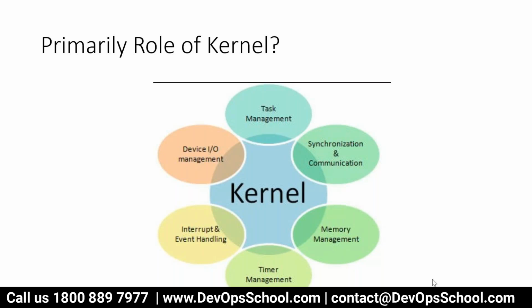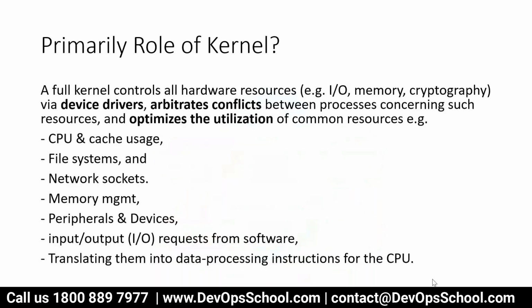So what are the primary roles of the kernel? What do they do? They manage all of your tasks, synchronization and communication, and memory management, meaning which process should have how much memory, and timer management. If there's an interrupt or event handling, it is managed by the kernel only. All the devices and hardware are managed by the kernel. In short, CPU and cache usage, file system, network socket, memory management, and device input and output are all managed by the kernel.